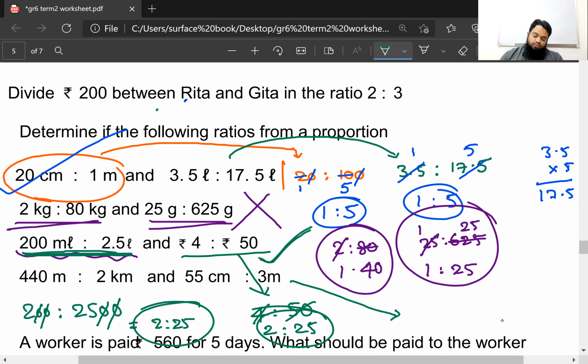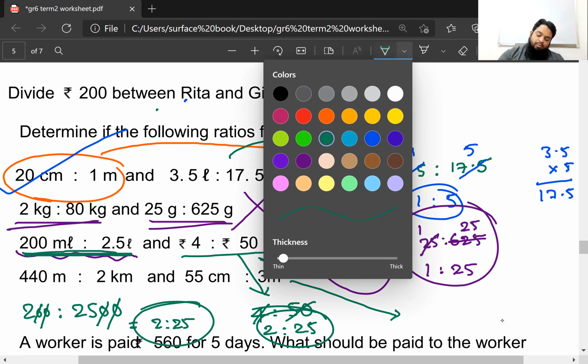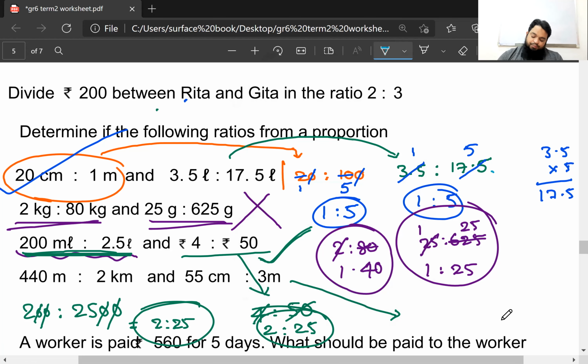Now let us go to the last one. 440 meters and 2 kilometers. So let me explain. Let me take a light blue color. 440 meters is to 2 kilometers. 2 kilometers is nothing but 2000 meters. Let us divide. Tens and tens get divided, and 2 in 44 is 22 times, and 2 in 200 is 100 times. And here also 2, it is 11 times is to 50 times. So it is 11 is to 50.